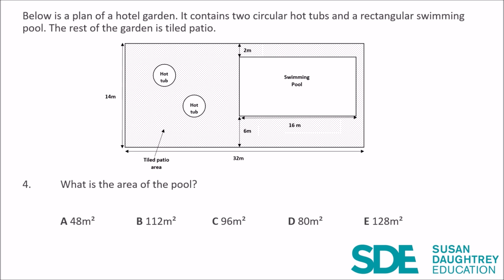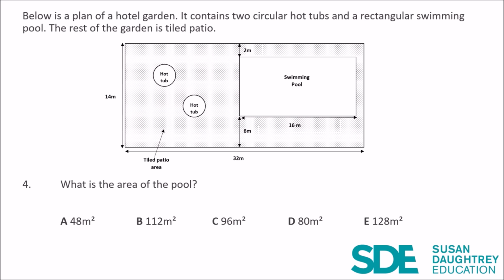Below is the plan of a hotel garden. It contains 2 circular hot tubs and a rectangular swimming pool, and the rest of the garden is tiled patio. What is the area of the pool? We're told that the depth of the garden is 14 metres.